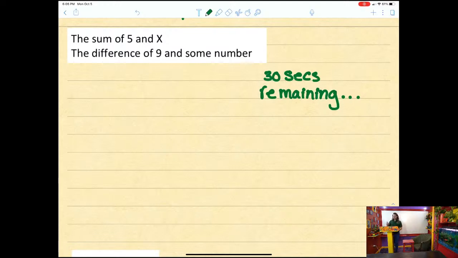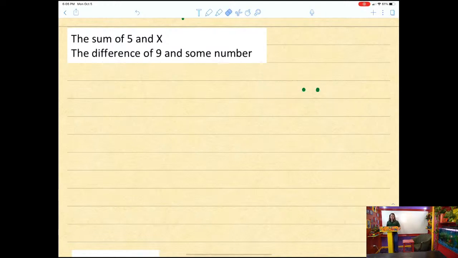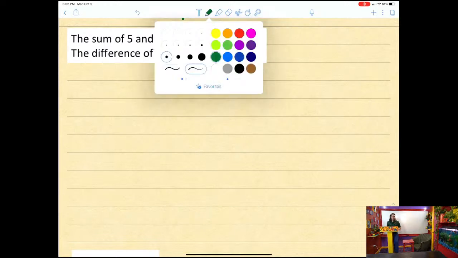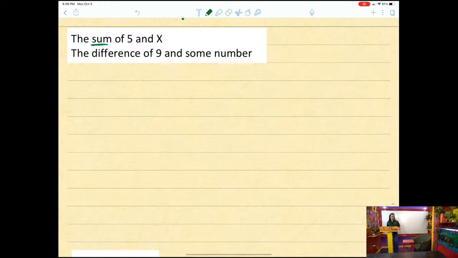Okay, so the first problem, they use the word sum. So we know that indicates addition. So if we're talking about the sum of 5 and x, no matter that x and 5 can't be added together as they're written, right? Because x is not a number, so we can't combine it with the number 5. But we can imply the operation that the sentence is connoting. So the sum, the addition of 5 and x would be 5 plus x.